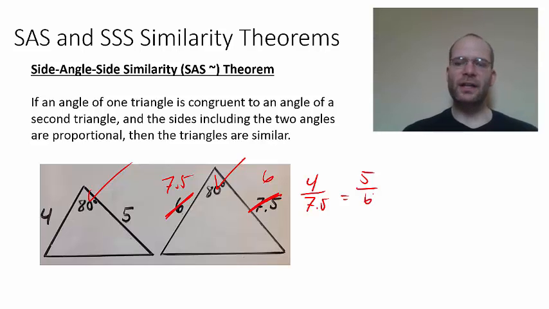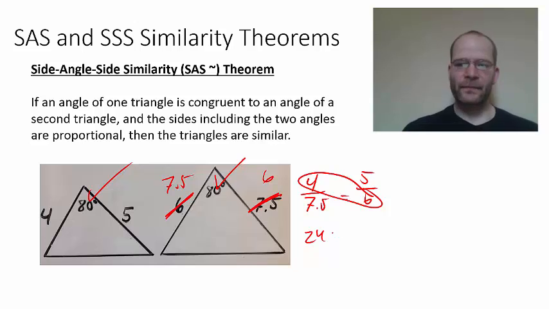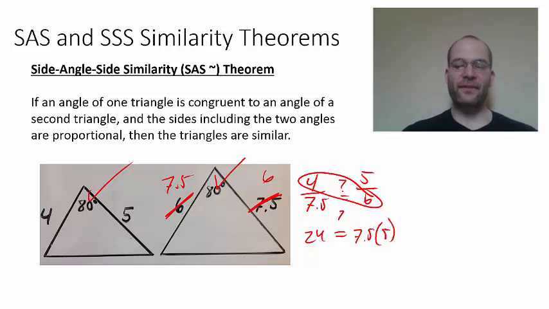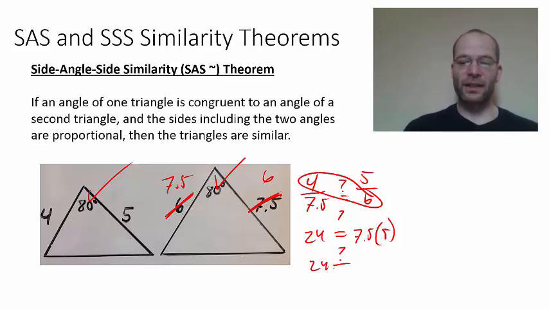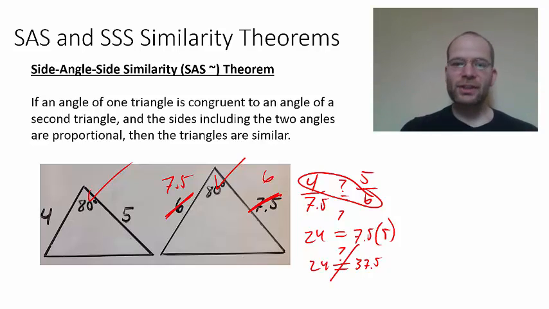Let's just run cross multiplication here. We have 24, 4 times 6. Does that equal 7.5 times 5? That's the question. Is 24 equal to 7.5 times 5? Well, 7 times 5 is 35, and 0.5 times 5 is 2.5, so that's 37.5. Does 24 equal 37.5? The answer is no, it doesn't. So it would be tempting to conclude that these are not similar triangles.